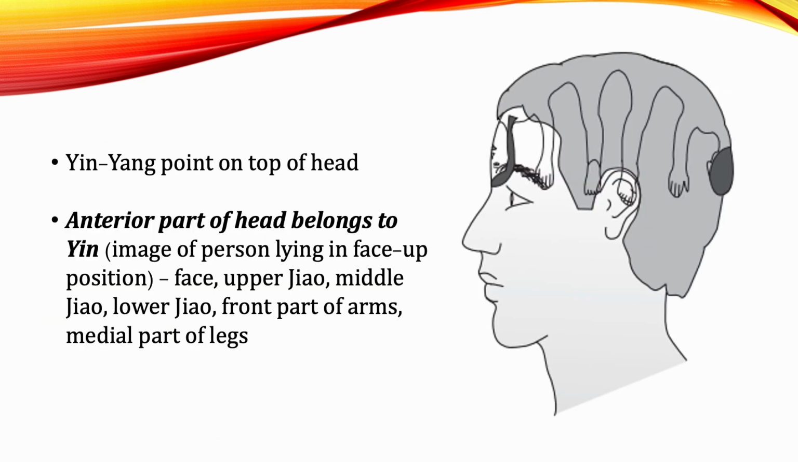This system is set up with a yin-yang point on the top of the head, and from that point, the human body is divided into two parts, anterior and posterior. The anterior part of the head belongs to yin, which reflects an image of a person lying in the face-up position. This area corresponds with the human body's face, upper jaw, middle jaw, and lower jaw, as well as the front part of the arms and the medial part of the legs.